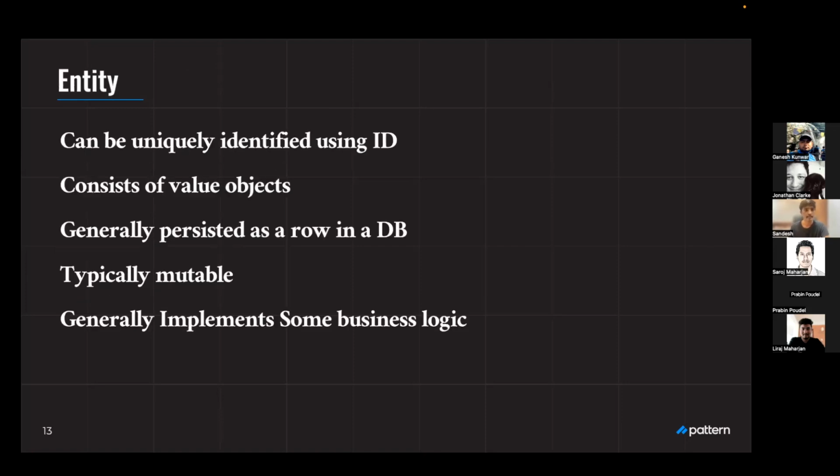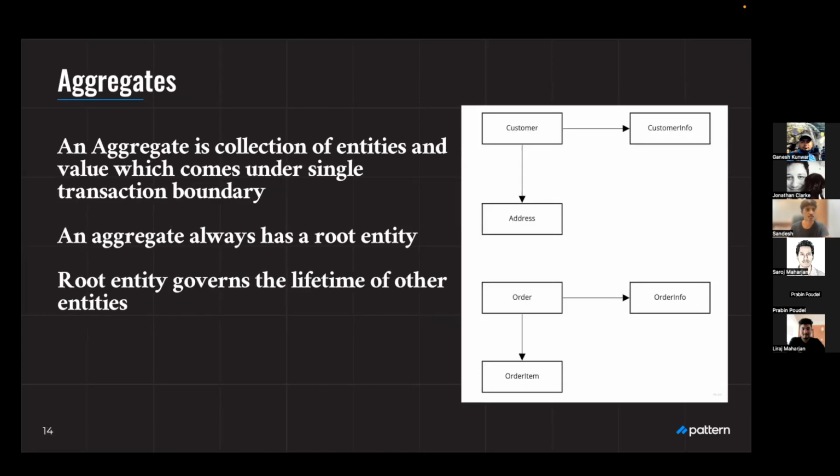The next thing is entity. Entities are, you already know the ActiveRecord thing. ActiveRecord is the ORM. So it is uniquely identified by ID, consists of value objects, and generally persists as a row in a DB. They are typically mutable, and they persist our data in the database or whatever other storage you want.